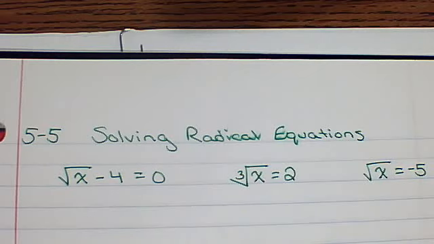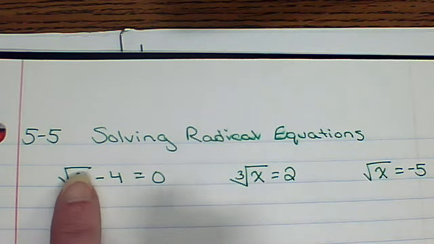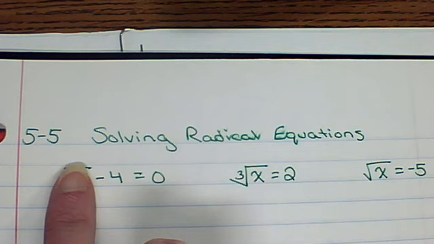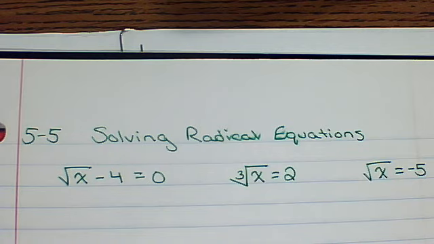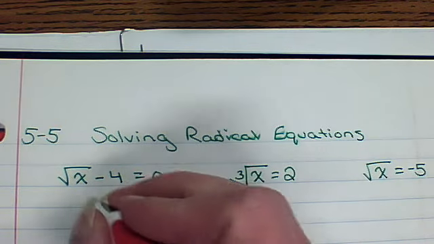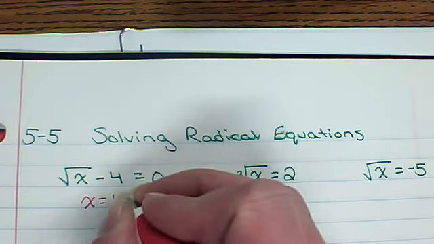All right, we're going to look at radical equations right now. Now, I want you to really think through these without even touching your pencil to the paper. I have something minus 4 equals 0. Well, that something has to be 4, right? The square root of what gives you 4? Well, that one's really easy. The square root of 16 is 4.